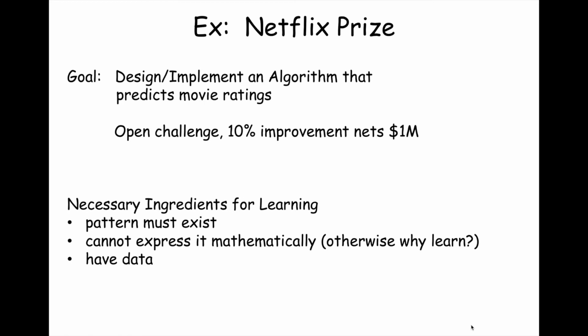So there's absolutely a pattern in Netflix ratings. And that's another point, a requirement for a learning system. There must be a pattern. It can't be random, it can't be noise. Okay. So we have to have data, and a pattern must exist.